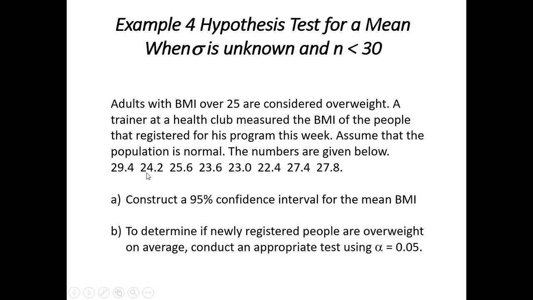Okay. So notice when you're given a set of numbers, one of the first things you need to do is find a sample mean, and in this case, a sample standard deviation. It's pretty straightforward with a calculator. You can just put them in a spreadsheet or R. Here in part A, we're asked to construct a 95% confidence interval for the mean BMI, and in part B, determine if newly registered people are overweight on average. Conduct an appropriate test using alpha equals 0.05.